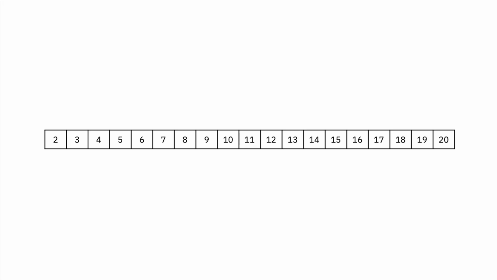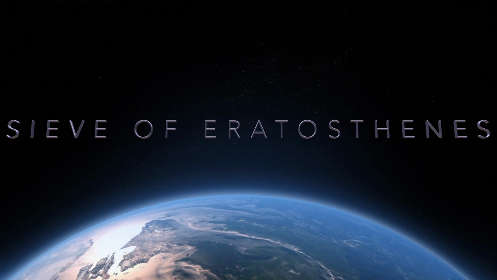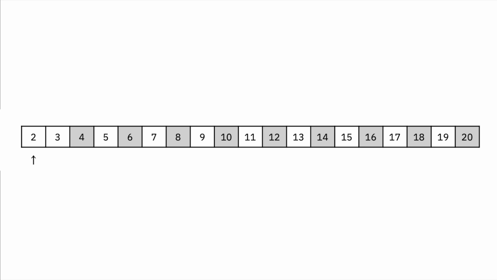Given a list of integers from 0, we want to know which of these are primes and which aren't. To do this, we'll be using the algorithm, the sieve of Eratosthenes. To use this algorithm, we first assume all the numbers in the list are primes.